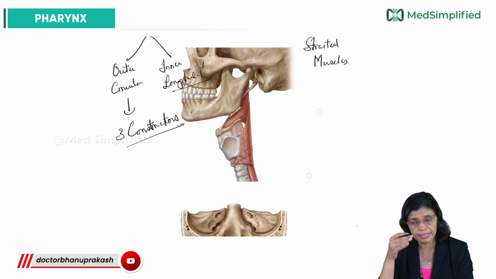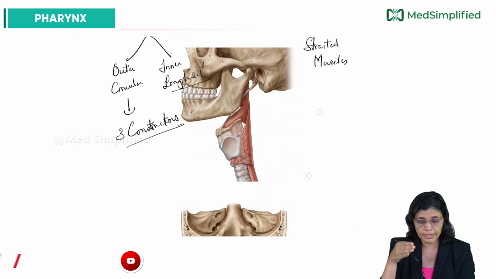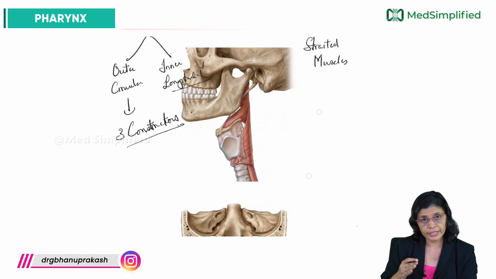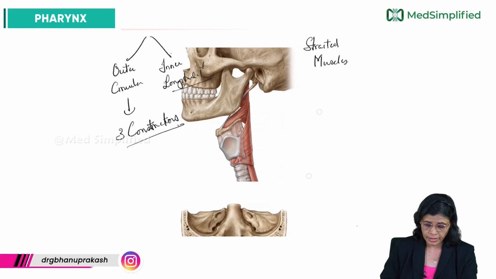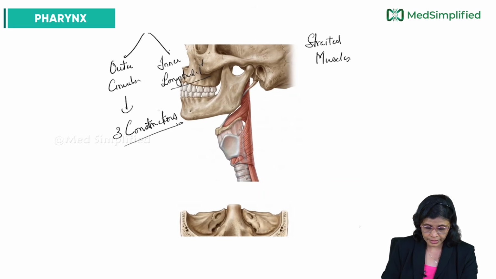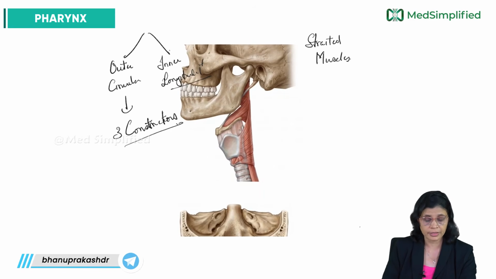Pharyngeal raphe will be extending from the pharyngeal tubercle, that is at the base of the skull, up to the esophageal junction. So up to that it will be extending, and these muscles will be getting inserted into it. You do not need to remember each of the origins for the NEET exams, so I will not be going into those details, but just mentioning the important features of these muscles.